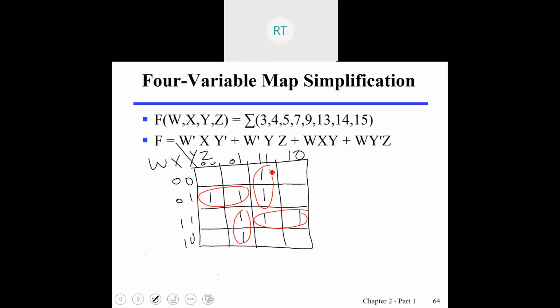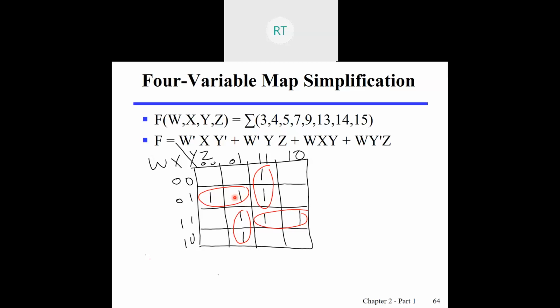I will start with the first minterm, okay? I will start with this one here. This is the minterm I am working on, okay? So notice please, W did not change and X did not change. So I have a W prime X. Y, it did not change. It is still 0. So I have a Y prime. Z changed from a 0 to a 1. So I don't have a Z. So my first term is going to be W prime X Y prime.